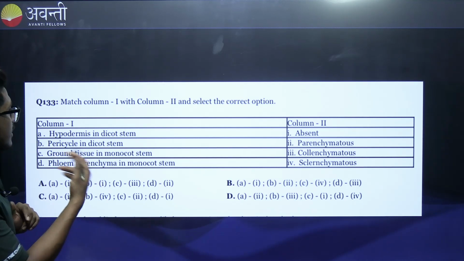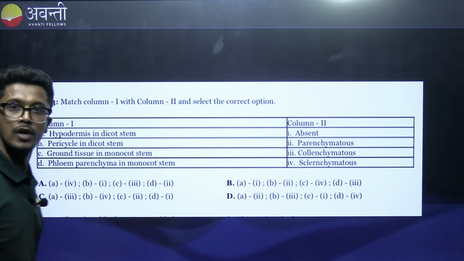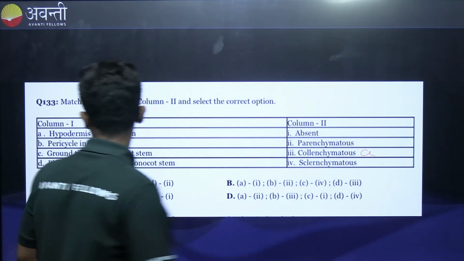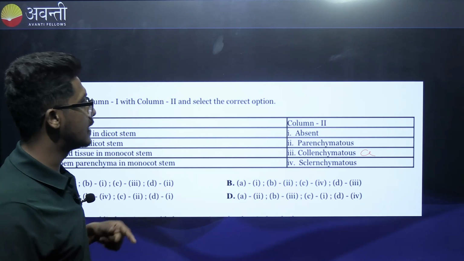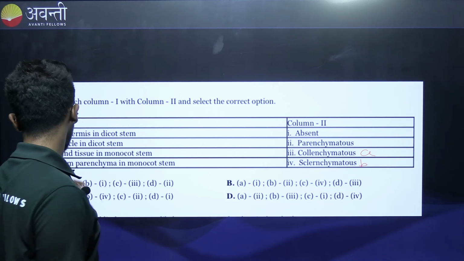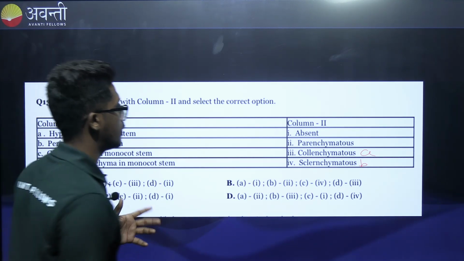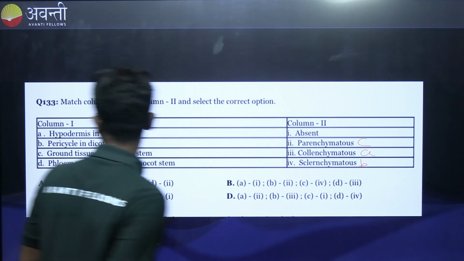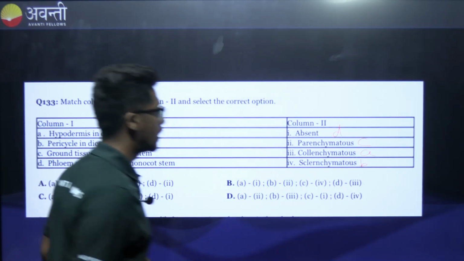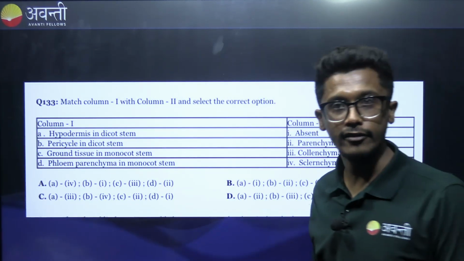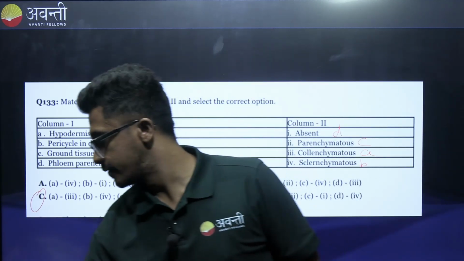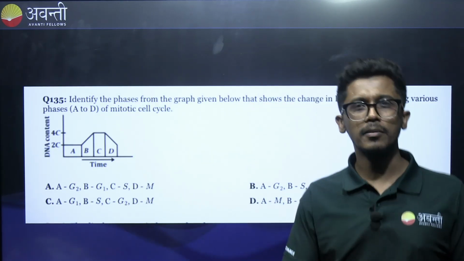First one, hypodermis in dicot stem. A hypodermis is made up of collenchymatous tissue, so I'll write it as A. Next one, you have the pericycle in dicot stem. The pericycle in the dicot stem is made up of sclerenchymatous tissue, so I'll write it as B. Next one is the ground tissue. The ground tissue in the monocot stem is made up of parenchyma, so I'll write it as C. Then phloem parenchyma in monocots is absent, so we go for D here. Okay. So if you match the correct sequences, the correct answer should be C. Okay. 133. The right option is option C, guys. So it's an interesting picture, but a very easy one.